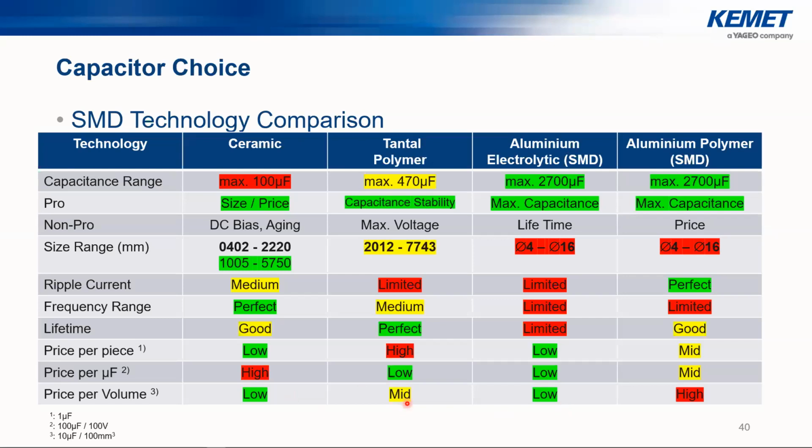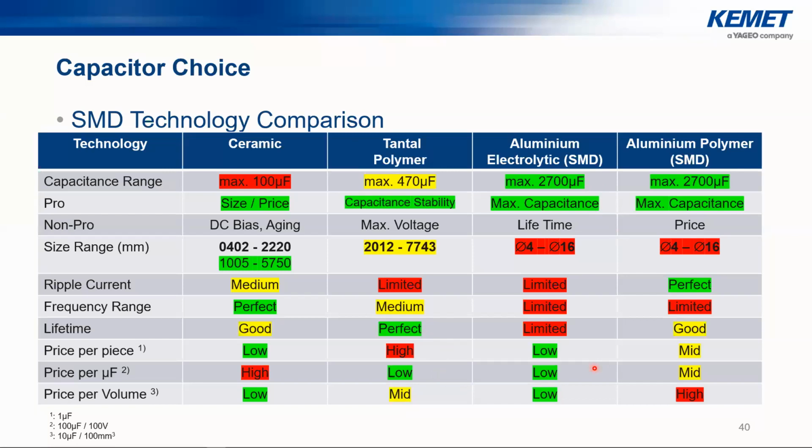So from whatever side you are looking at the capacitor, you see that there is no solution which is always the best solution. And the best solution for you, the same as with the inductor, is to always look into your application and then read the data sheet. You can see it might be the best solution to take a ceramic, but sometimes it might be the best solution to take a tantalum polymer because of the lifetime or the price per microfarad. Or maybe you might want to take an aluminum electrolytic because you need a high capacitance range. So it's always depending on your application.